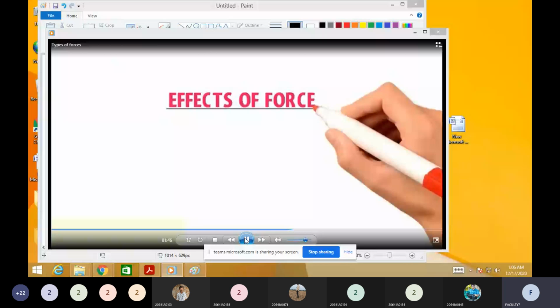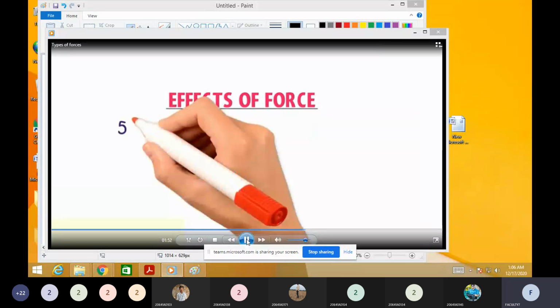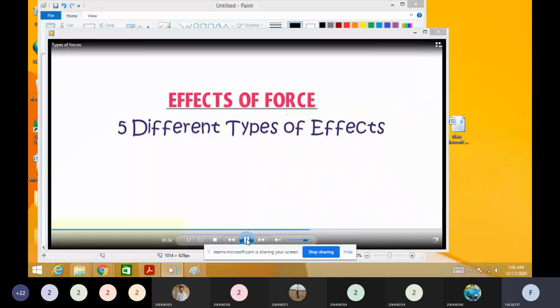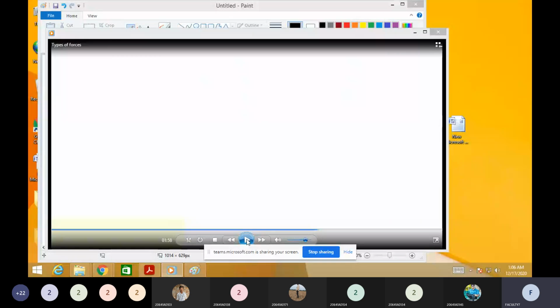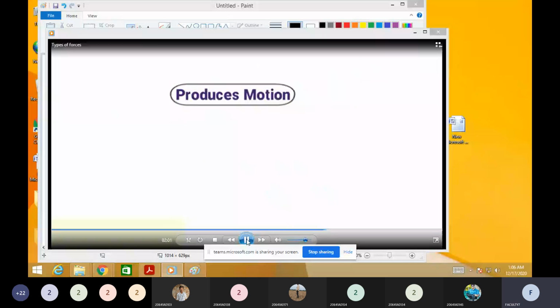Okay, now here are the effects of force. What happens if you are pulling or pushing? Okay, that is the thing about this. You are going to get 5 different things. Okay, now with an example, what is it going to do?